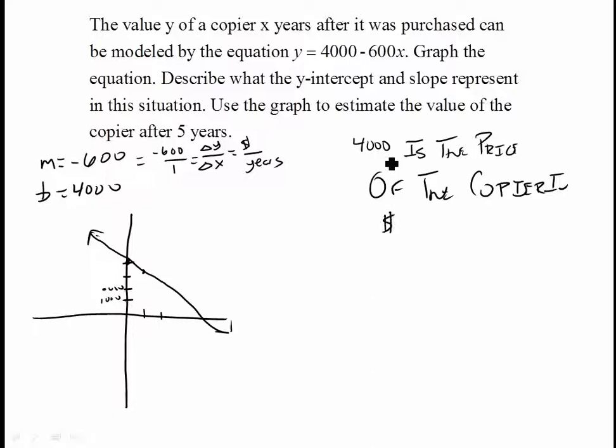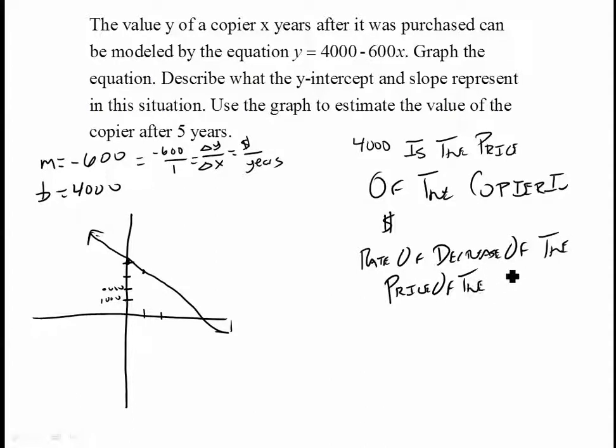And what's the slope? Well, as we talked about, it's a rate because the units of it would be dollars over years. So it is the rate of decrease, because it's negative, of the price of the copier, dollars per year.